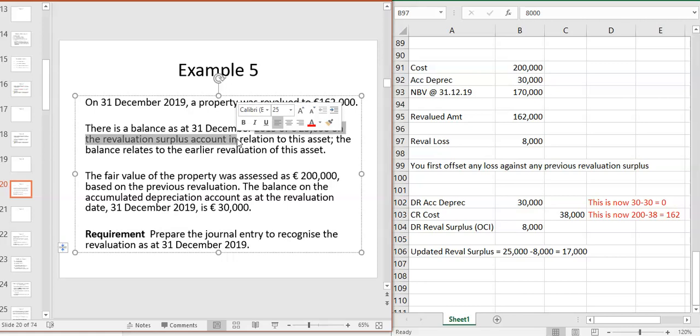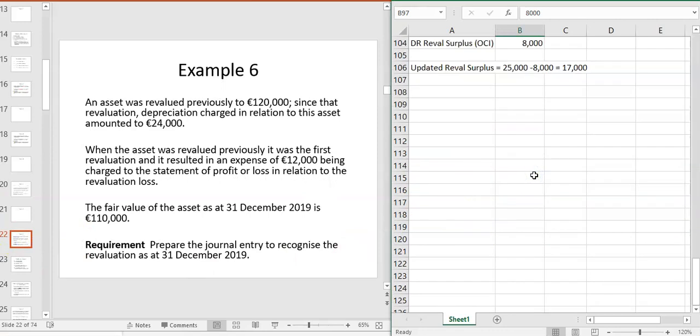And any loss above that, then that portion goes to the P&L. So hopefully that makes sense. Example 6, then we'll look at the opposite scenario where you've previously had an asset that was revalued down and is now revalued upwards. So let's have a look at the details.